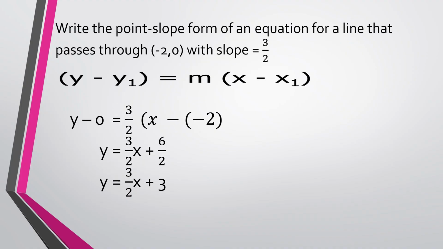Write the point slope form of the equation for a line that passes through -2, 0 with a slope of 3/4. Okay. Now, our y sub 1 here is 0, so y minus 0 equals 3 halves x, negative times negative, that's positive.